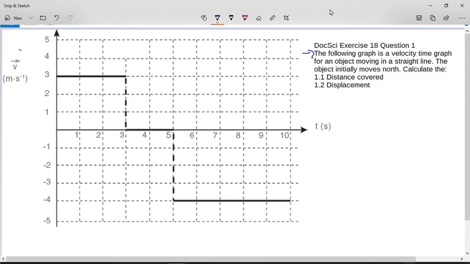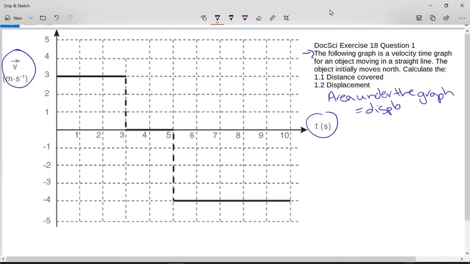Okay, so the first thing to look at is that this is a velocity time graph. For a velocity time graph, remind yourself that the area under the graph gives you the displacement or the distance, because displacement is the vector and distance is the scalar. And then the second thing you can get from the graph is the gradient, which is going to give you the acceleration.